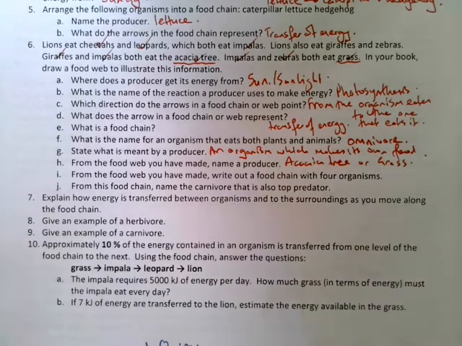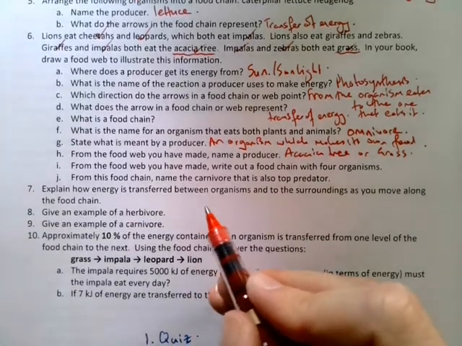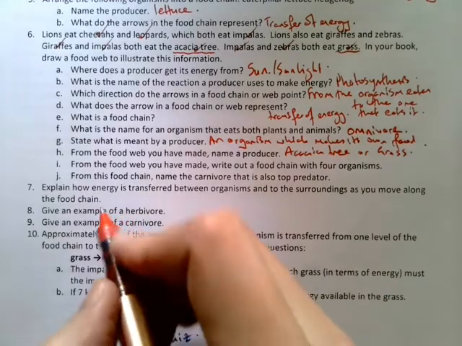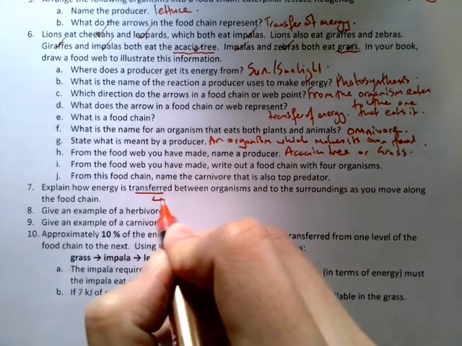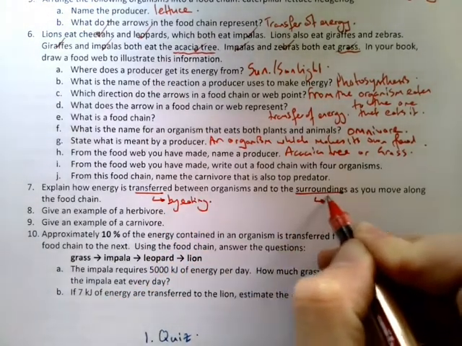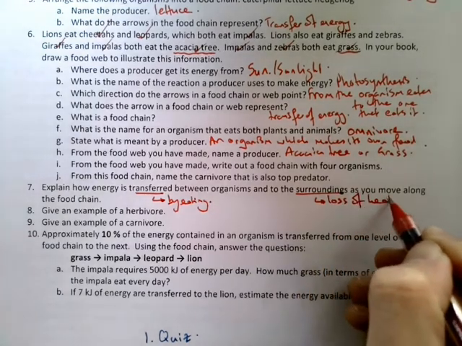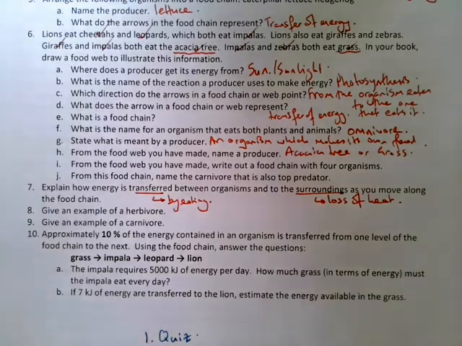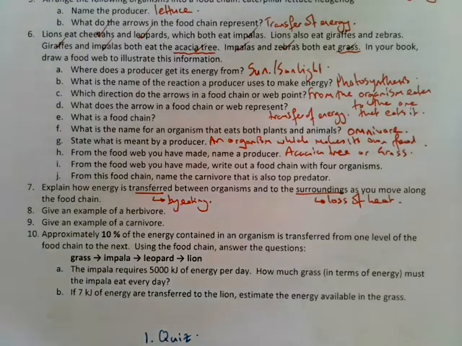Okay, question number 7. Explain how energy is transferred between organisms and to the surroundings as you move along the food chain. Okay, so energy is transferred by eating, and to the surroundings generally as loss of heat. Right now, your body is eating your Cocoa Pops or your toast, depending on what time of the day you're doing this at. Maybe it's eating some pasta or some rice. And the energy that was in that food is now being used to keep you warm. So you are now producing heat, and that heat comes from the energy in the food that you ate.